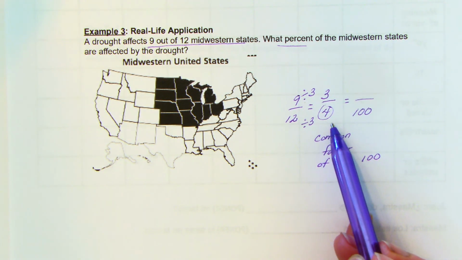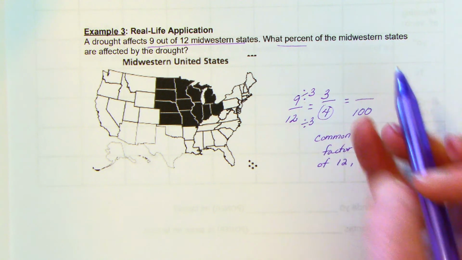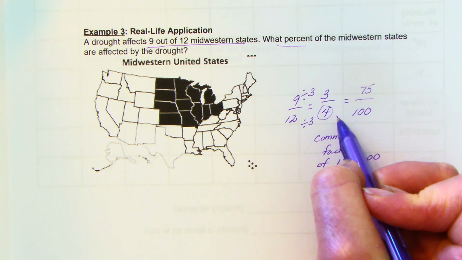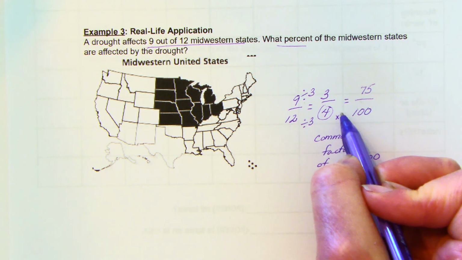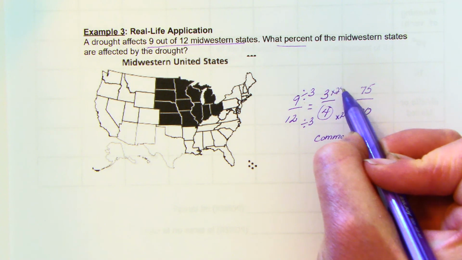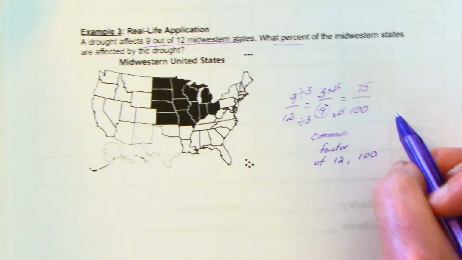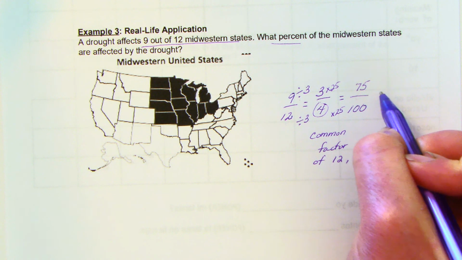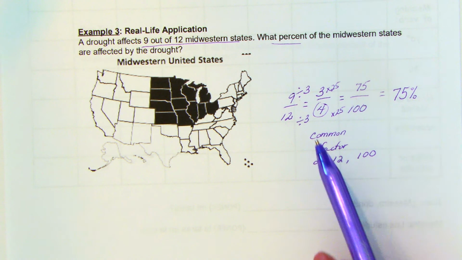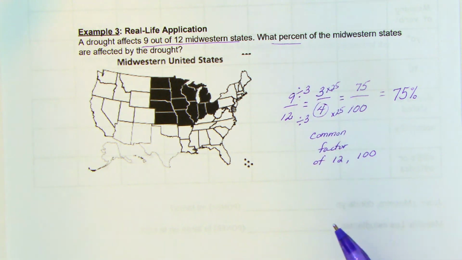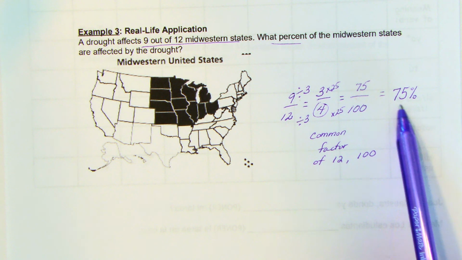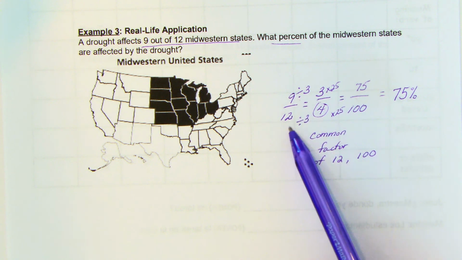And that one you probably know that 3/4 is the same thing as 75 hundredths. 4 times 25 is 100, and 3 times 25 is 75. So if I want to change that to a percent, it is 75%. All right, the percent of the Midwestern states that are affected by the drought is 75%. 75% is the same as 9/12.